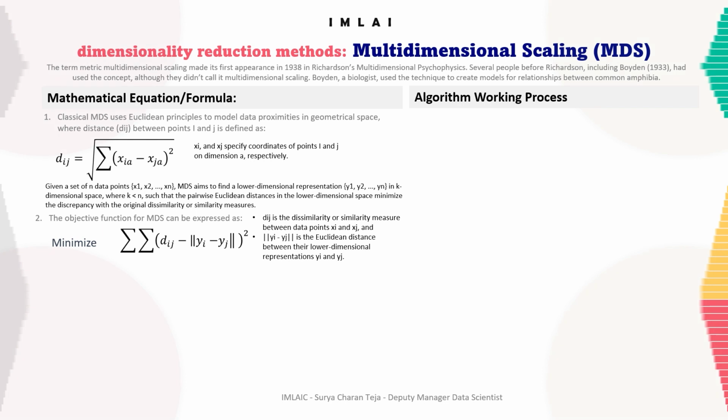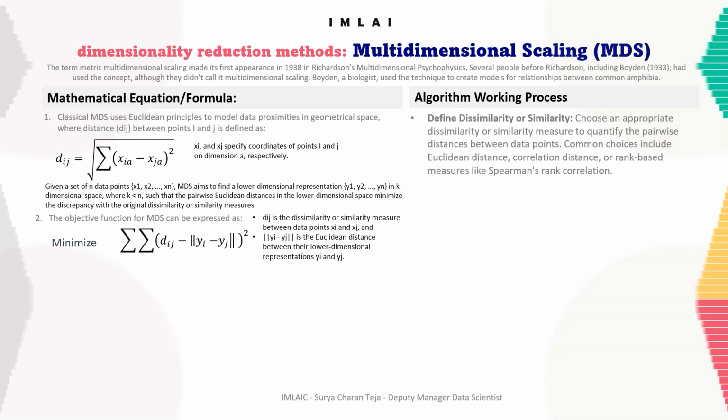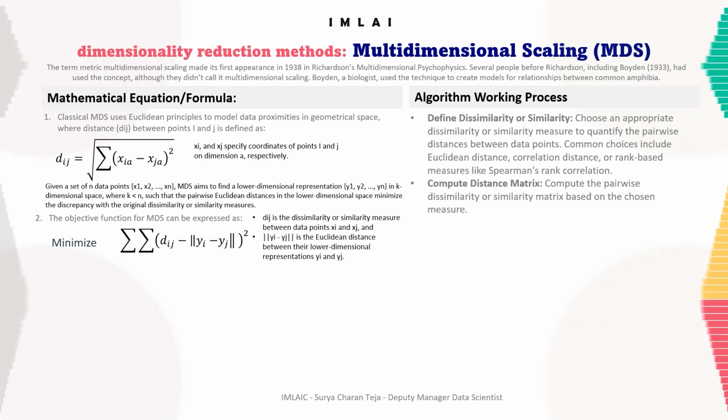Common choices include Euclidean distance, correlation distance, or rank based measures like Spearman's rank correlation. Then step 2, compute distance matrix. Compute the pairwise dissimilarity or similarity matrix based on the chosen measure. And then step 3, define the number of dimensions, basically k. Determine the number of dimensions k for the lower dimensional representation. Usually k is chosen to be less than the number of data points to achieve the dimensionality reduction.